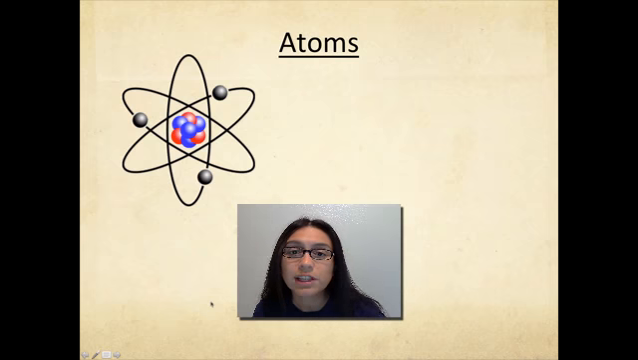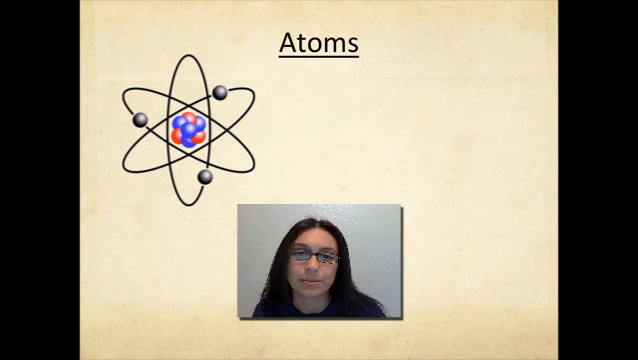Alright, so the first level of organization is the atom. Now, atoms are the smallest thing that we know of, the smallest organized unit that we know of. Now, some people might say, wait, what about protons, neutrons, electrons? Those are smaller than the atoms because they make up the atom. But we're talking about organized units.